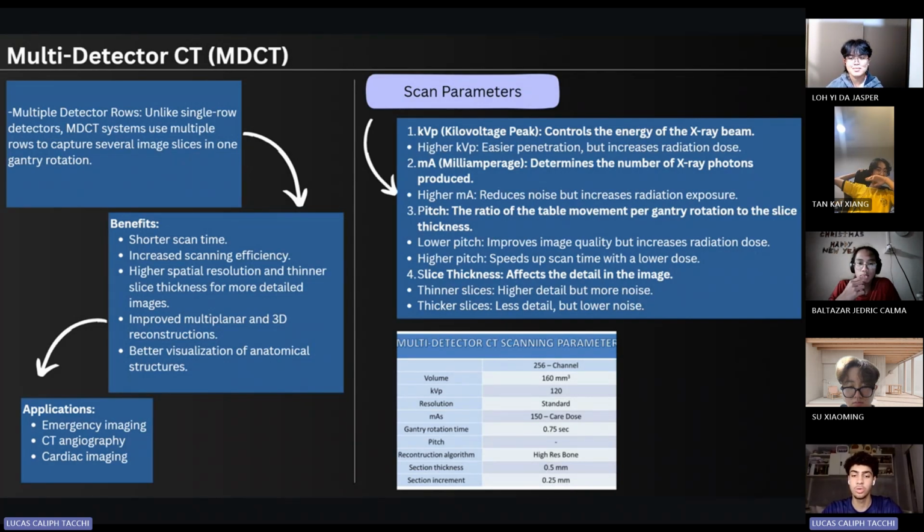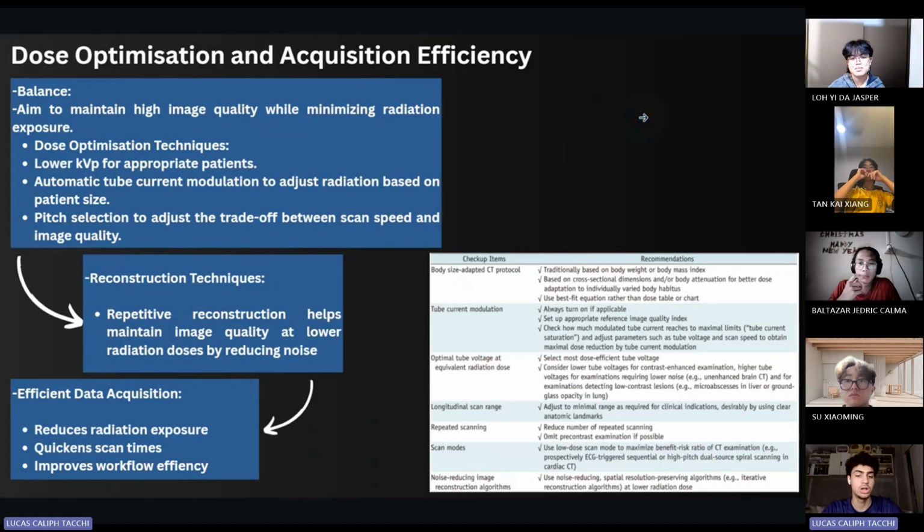Image quality and radiation dose are affected by scan parameters. kVp controls X-ray energy, mA controls photon quantity, pitch affects speed and dose, and slice thickness influences detail and noise. These must be carefully balanced to ensure good image quality while keeping patients safe. To reduce radiation exposure, dose optimization techniques are used. These include lowering kVp when appropriate, automatic tube current modulation, and selecting an optimal pitch. Efficient acquisition reduces scan time, lowers dosage, and maintains diagnostic image quality.